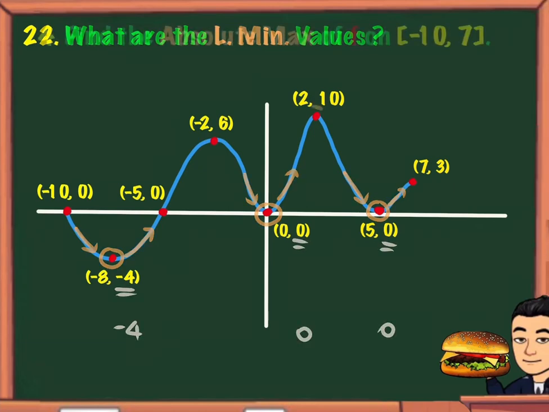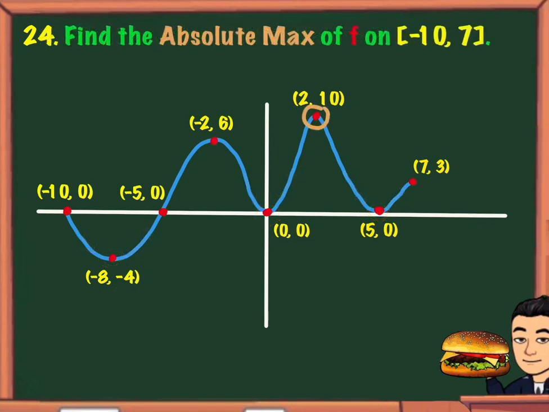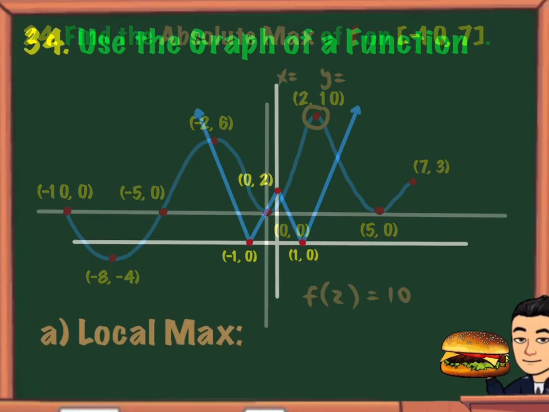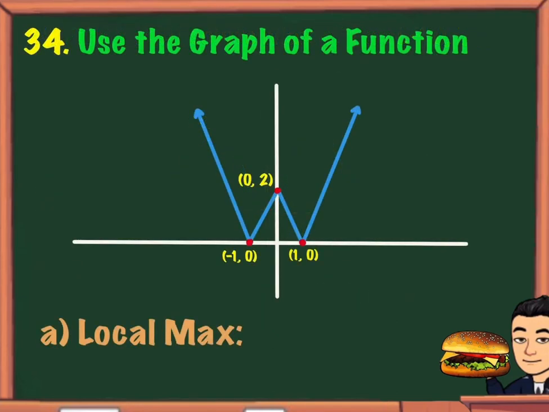another 0. So this point is the absolute max where x equals to 2 and y equals to 10. So you can write it as f of 2 equals to 10. For number 34a, they're asking you about the local maximum. So this is it, located at 0, comma, 2.